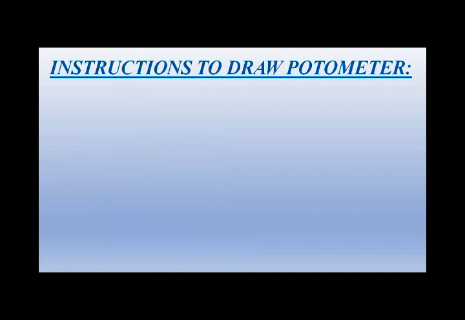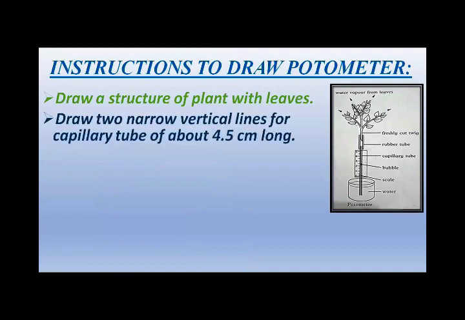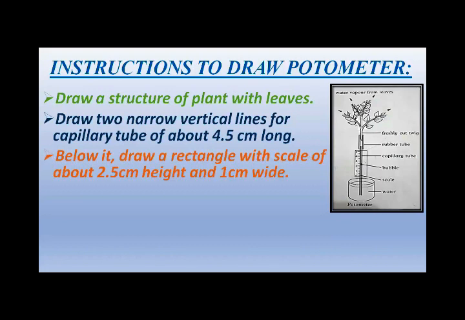Now we will move towards the instructions to draw the photometer. I repeat it again. Draw a structure of a plant with leaves. Now draw two narrow vertical lines for the capillary tube of about 4.5 centimeter long. Below it, draw a rectangular shape for the scale of about 2.5 centimeter height and 1 centimeter wide.